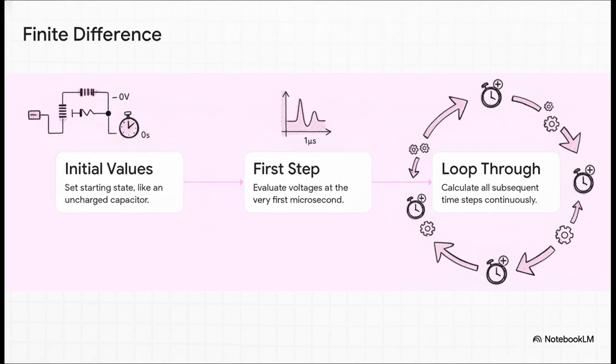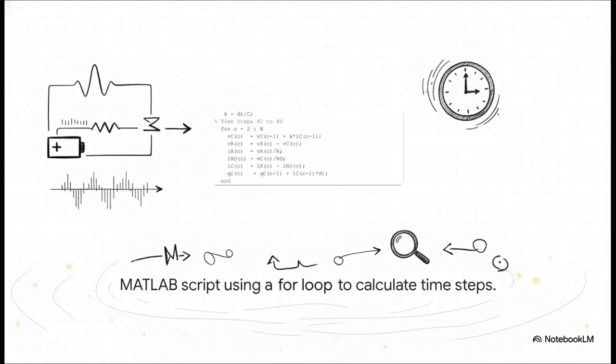Step 1. Set the starting line. Like saying, hey, at 0 seconds, the capacitor has 0 charge. Step 2. Calculate the voltage for just the very first microsecond. And step 3, the real magic, it loops. It takes the result of the last microsecond and uses it to calculate the next one, updating constantly based purely on its previous state. You can literally see that happening in the MATLAB code.